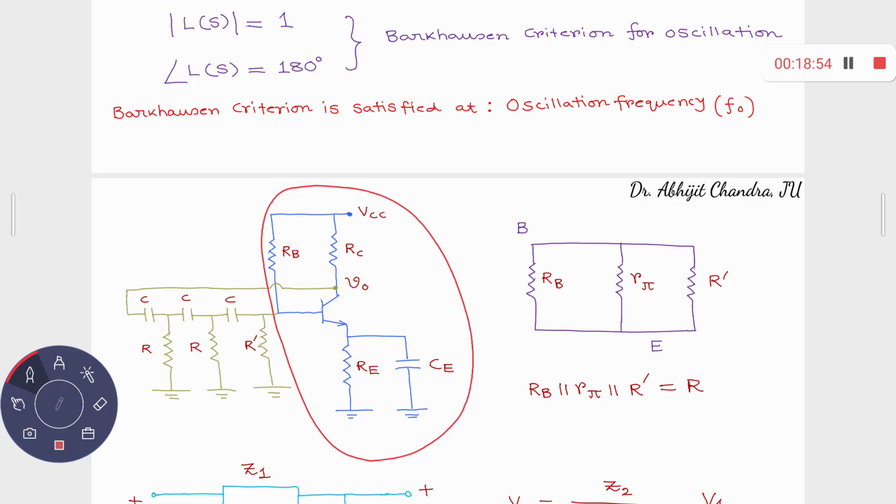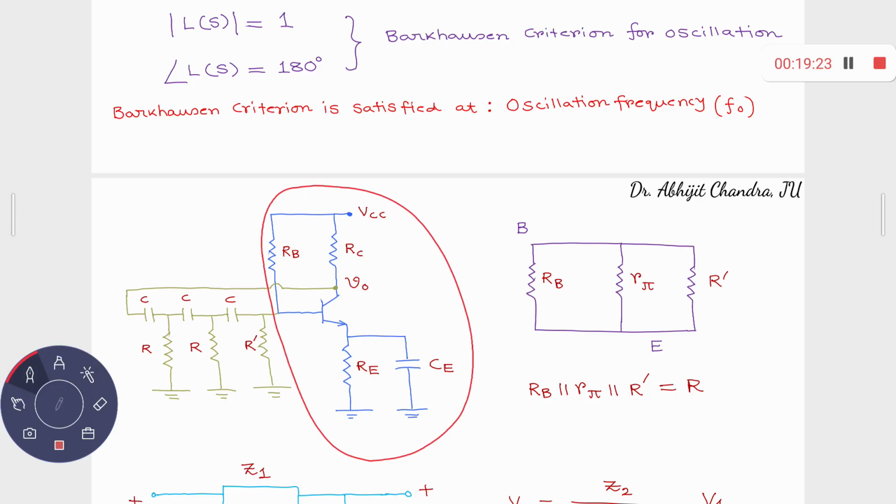Now, this is your feed network. You know that the output of the feed network is provided at the input of the back network. What is your back network here? The back network comprises 3 stages of RC. This is one RC, this is another RC, this is the third RC. CR, CR, CR. This is connected where?